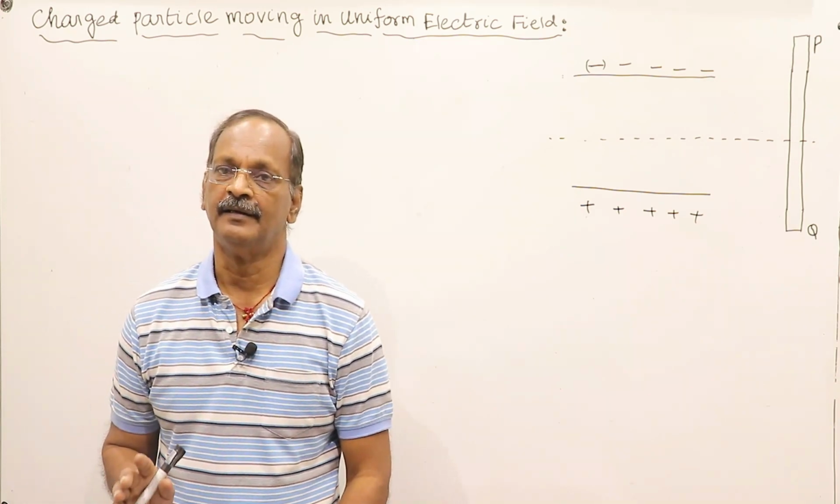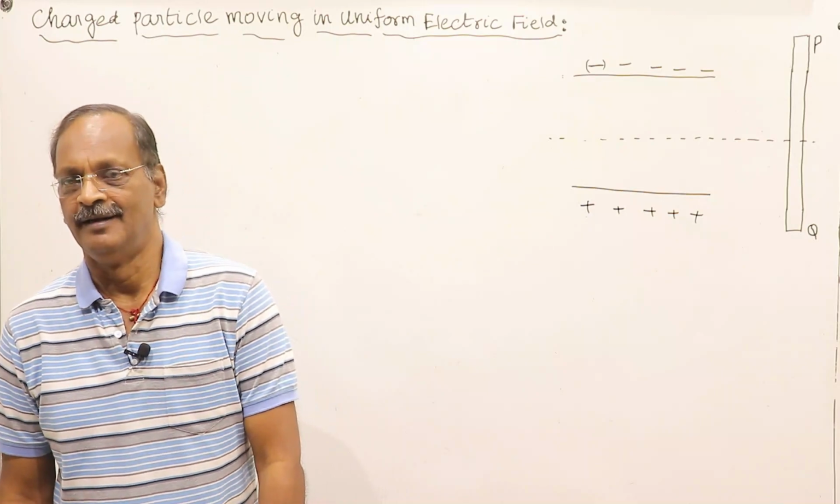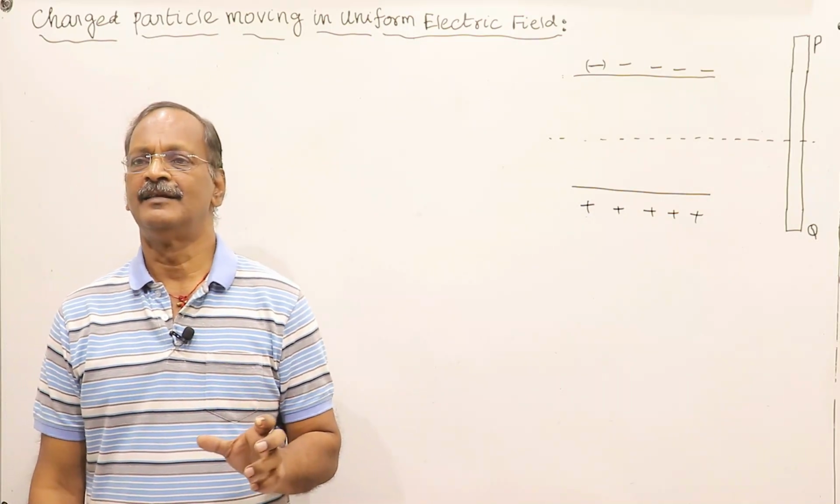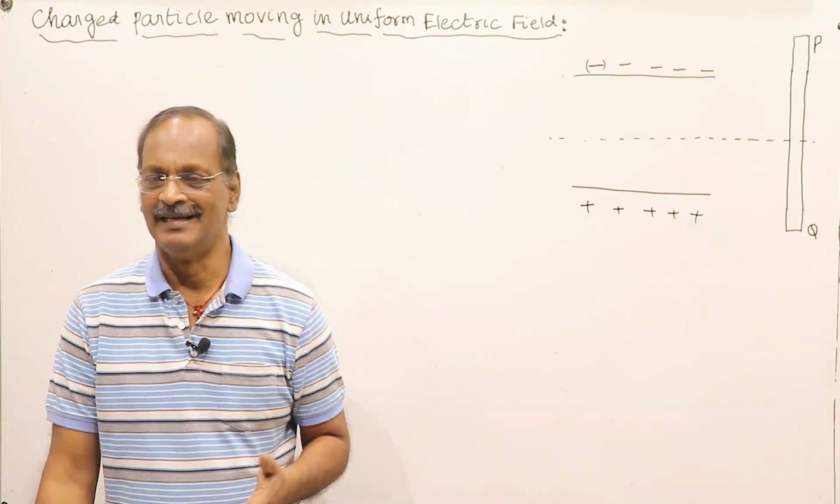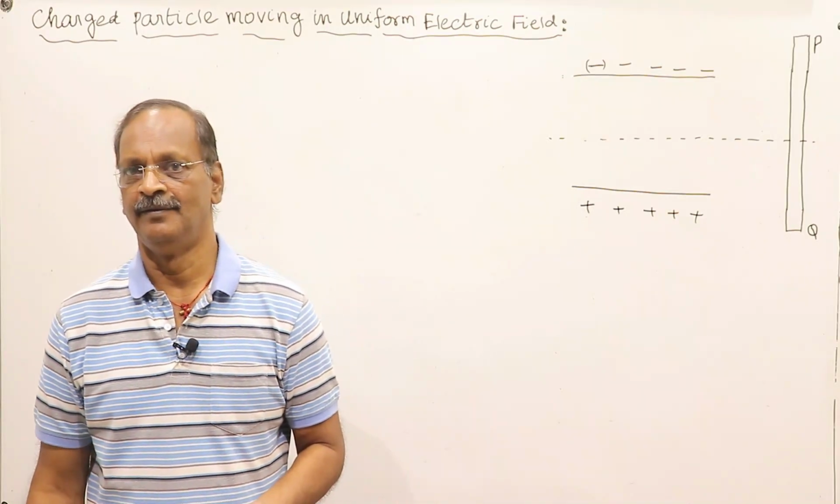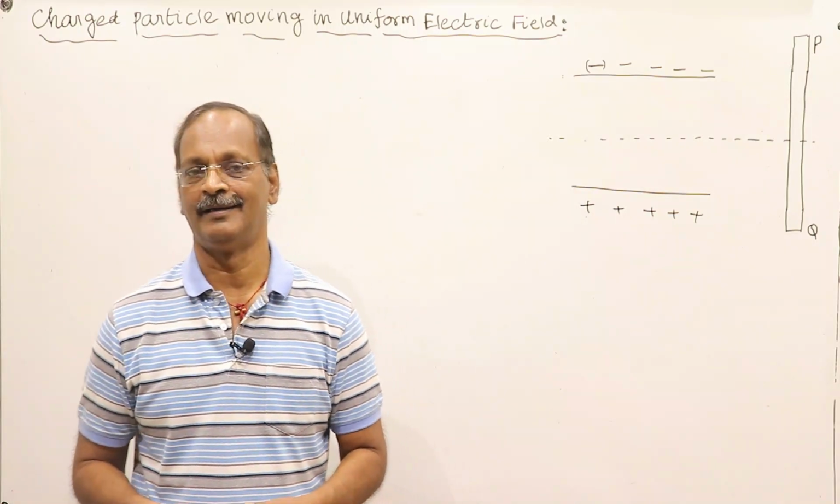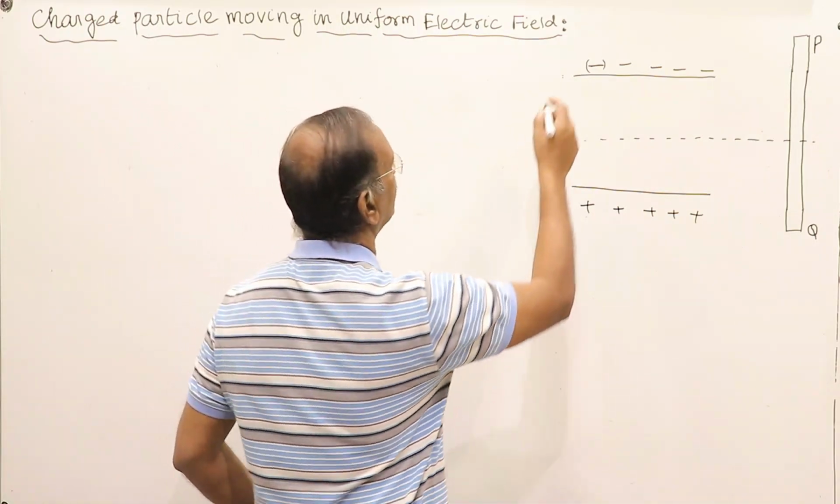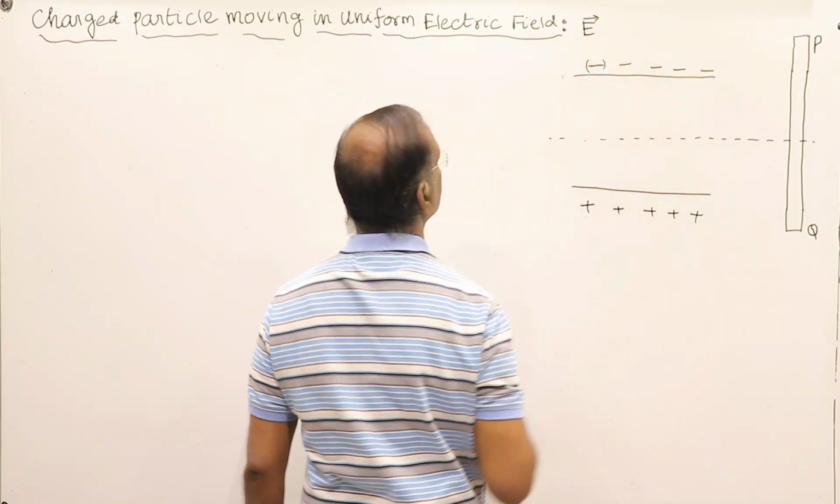A charged particle may move in an electric field or in a magnetic field. So it will experience a force whether it is moving in an electric field or a magnetic field. First, let us see about a charged particle moving in a uniform electric field. So a uniform electric field we can denote like this. So what is the force?